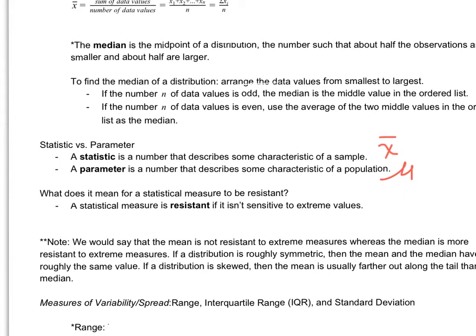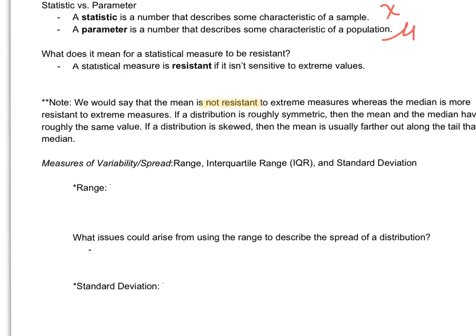It's important for us to note that the mean is not resistant. The mean is not resistant to extreme measures, where the median is much more resistant to extreme measures. So if a distribution is roughly symmetric, the mean and the median have about the same value. If the distribution is skewed, the mean is usually farther out on the tail than the median. The mean gets pulled into the tail of the distribution, where the median kind of stays close to where it was. So again, these measures of center are giving us an idea of a typical value.